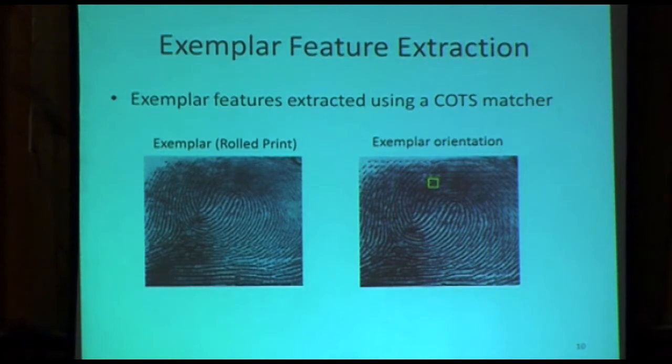The next step is extracting exemplar features. This is generally already being done in the matcher, so I don't add anything onto the matcher. You have an exemplar image, and you can get the skeleton of the image using a commercial system, and you can get the block-by-block orientation field of the exemplar. This is a very simple step. Mostly, commercial systems have the exemplar orientation computed in them.